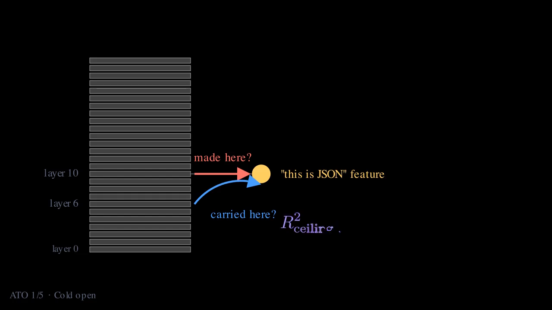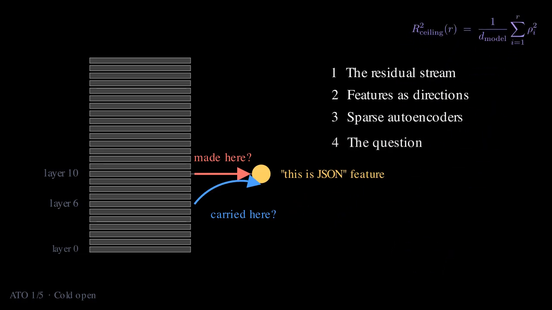By the fourth video of this series, you will derive by hand a formula that puts a hard ceiling on how much of that signal could possibly have been carried. This one. Everything you need to read it will be built from scratch. Starting now, here are the 4 tools we need.